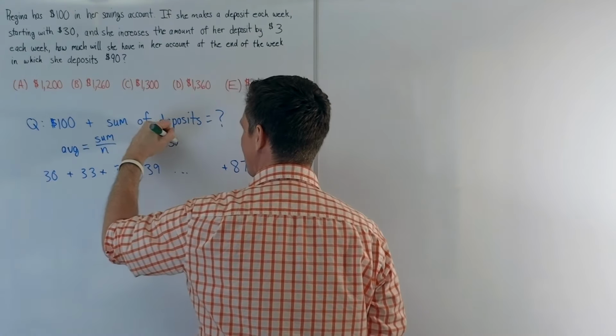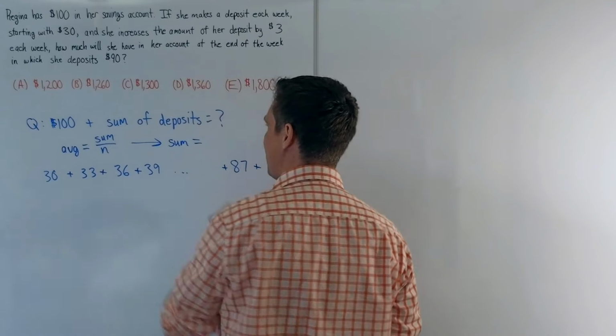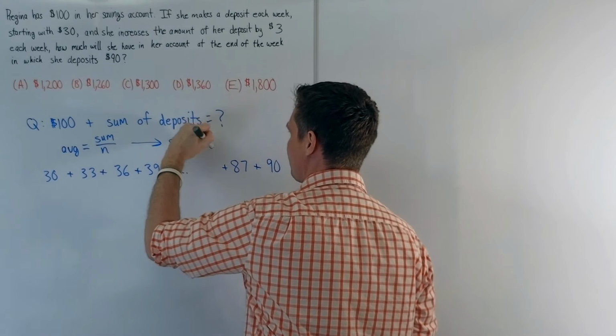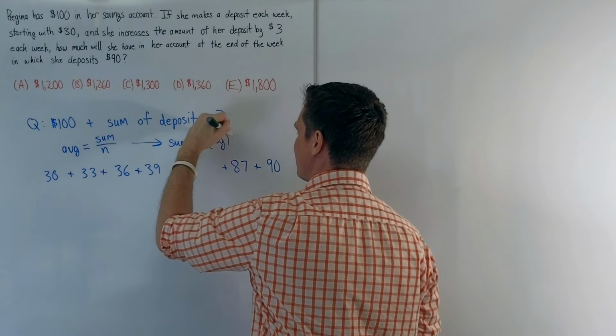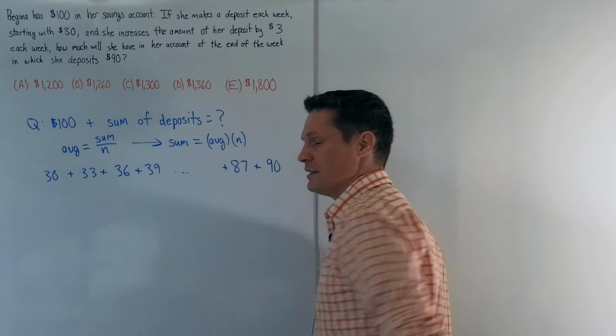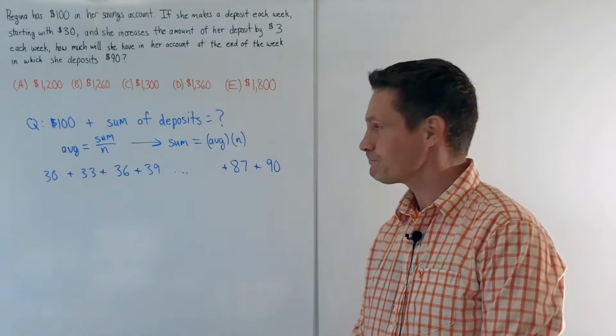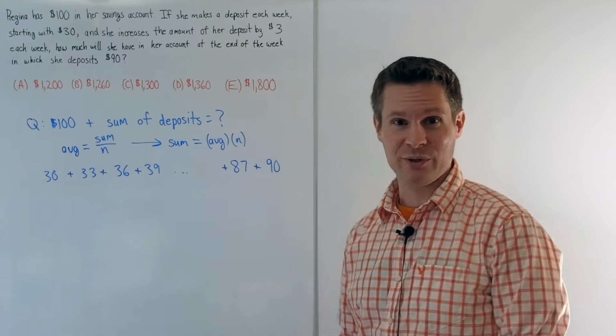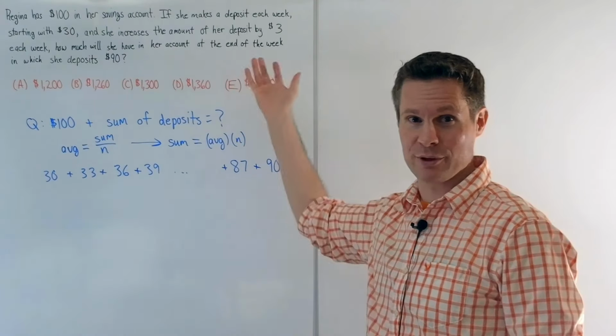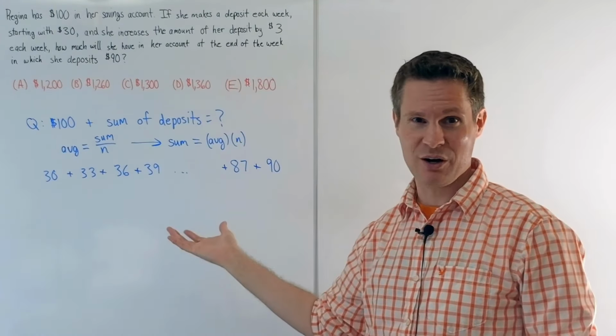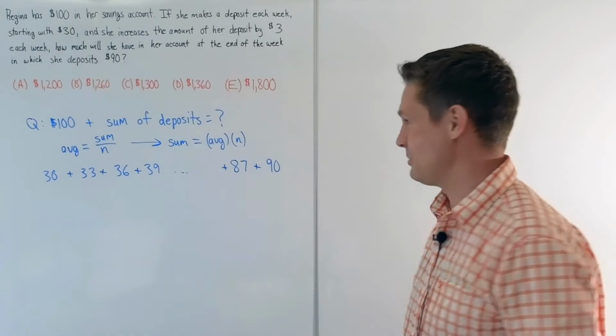So the reason we bring that up is because you notice that does have the word sum in it, and we can rearrange that to calculate for the sum. And so if we know the average of the numbers as well as the number of numbers in a set, then we can find the sum. So how do we do that? How do we find the average of all of Regina's deposits? Do we know the number of deposits that she makes?